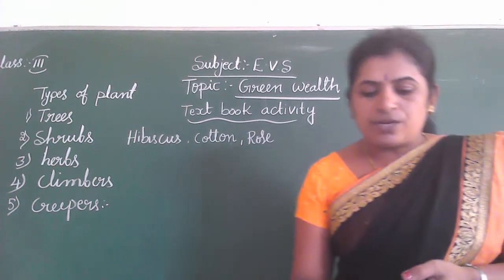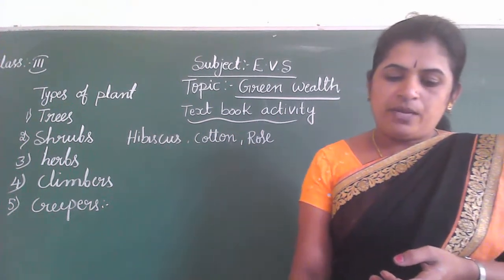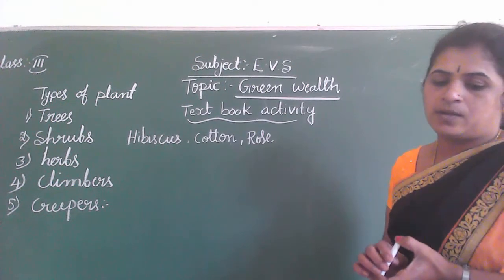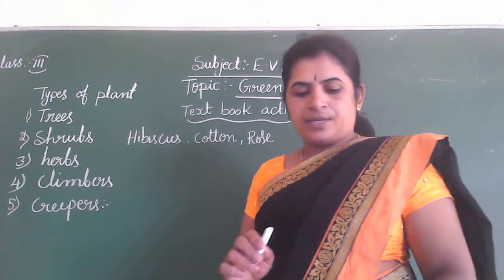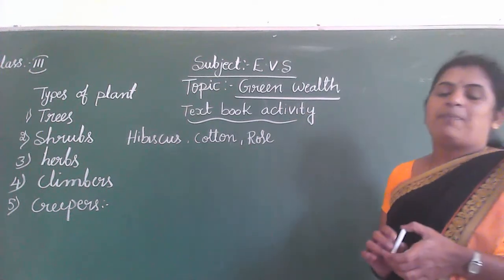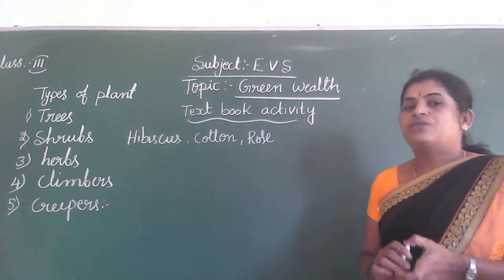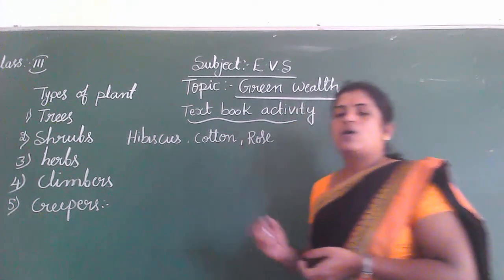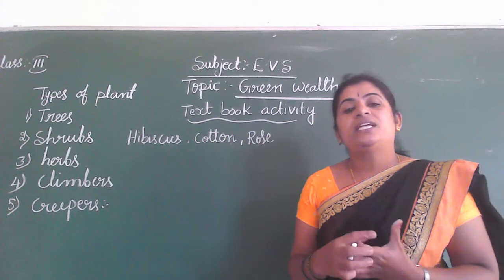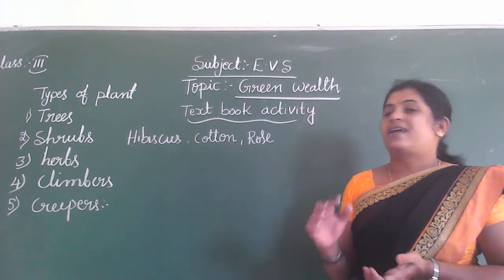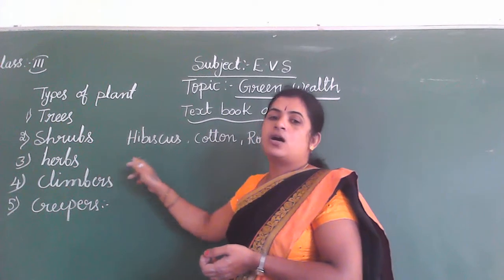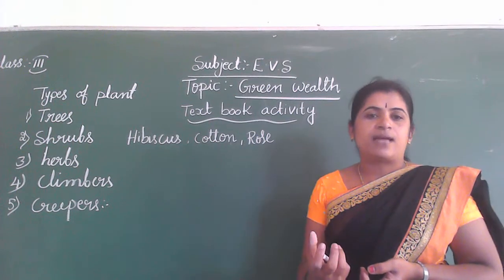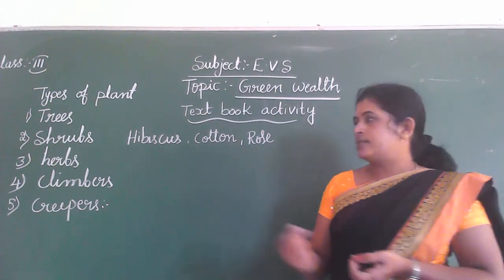Okay, next. Which one, children? Herbs. What do you mean by herbs? Tell me. Once again recall. The small plants which have soft and tiny stems. Some plants have soft and tiny stems. These types of plants are known as herbs.